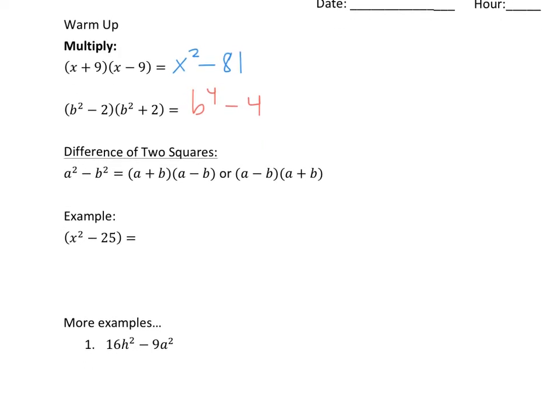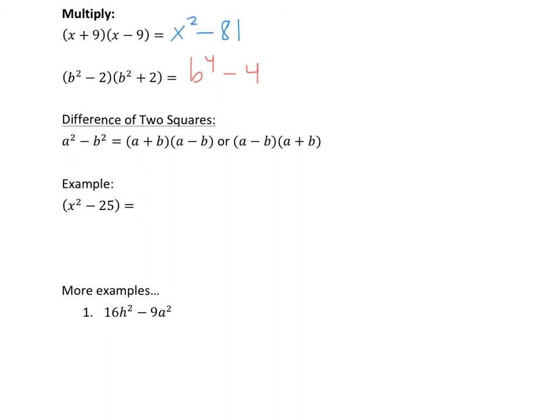So that leads us here to the difference of two squares. So we know when we FOIL or multiply binomials a plus b and a minus b, we end up getting a squared minus b squared. Or if we flip-flop those and have a minus b times a plus b, we get a squared minus b squared.